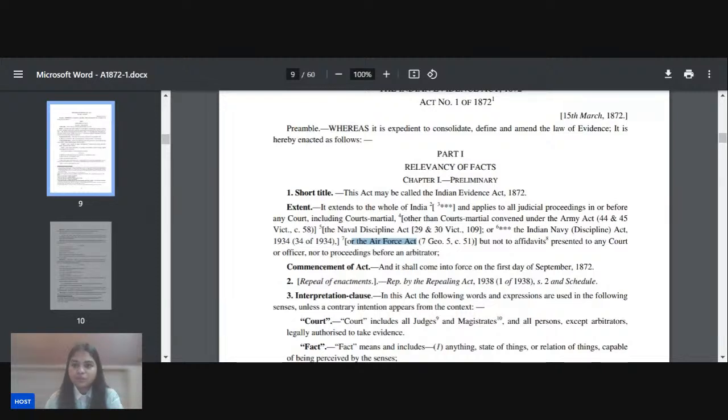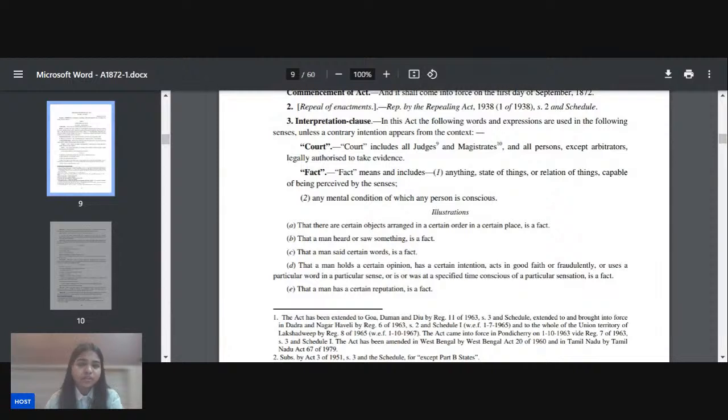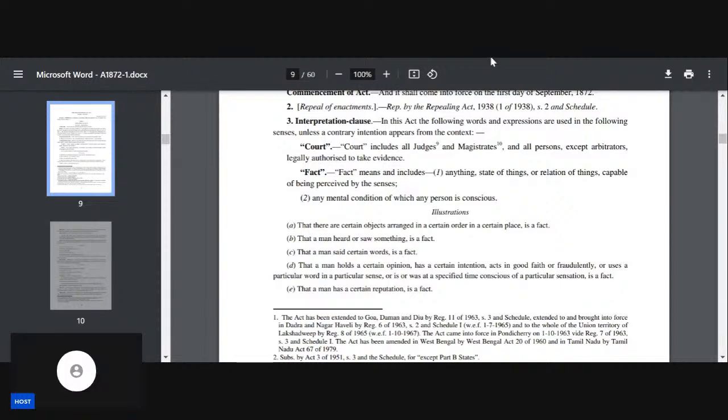Now let me come to the commencement, which we have already discussed on the first day of September. Now let us come to interpretation clause, right? What is a court? Now the definition of court always comes in MP. So court includes all judges and magistrates and all persons, except for sure arbitrators, who are legally authorized to take evidence. Court definition comes in your exam also, in MCQ. So don't miss the definition of court, right?